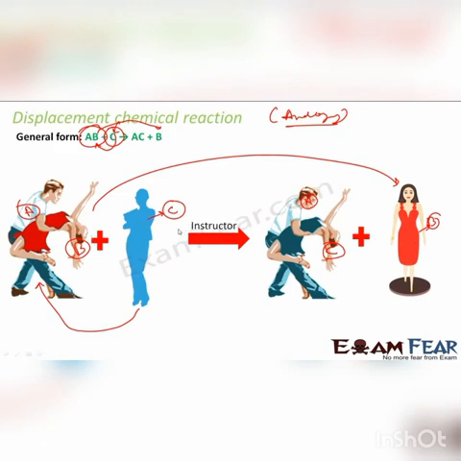Right? It may be that A likes to dance with C. It may happen that you don't even need an instructor here. The moment C comes, B says no, I don't want. A tells B, I don't want to dance with you because you're wearing a red dress. I want to dance with C.